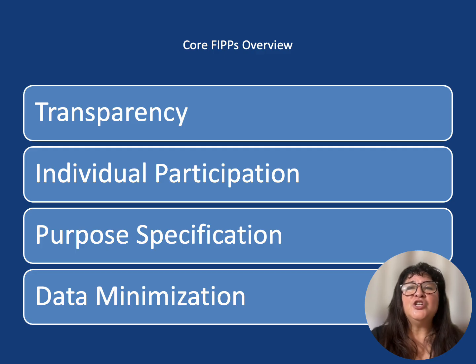Purpose specification ensures that data is collected only for clearly defined and legitimate purposes. This prevents organizations from using data in unexpected or unethical ways and helps limit risk by keeping data use tightly scoped. Data minimization emphasizes collecting only the data that is necessary to accomplish a specific task.